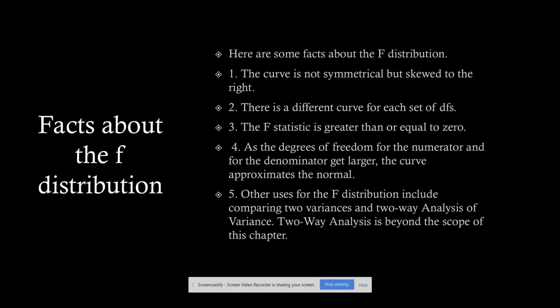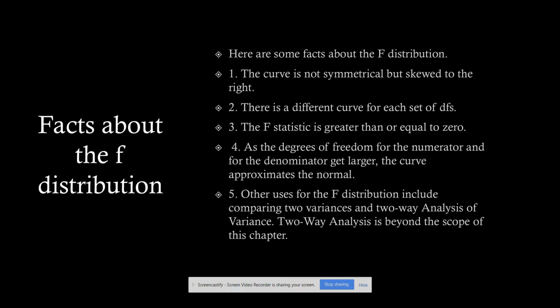Okay, so let's talk about the F distribution. The curve is not symmetric, but it's skewed to the right. There is a different curve for each set of degrees of freedom. If you look in certain textbooks, the back tables of some of these statistical textbooks have over 100 F tables. We're not going to worry about that because the wonderful thing is the p-value helps us with this. The F statistic is greater than or equal to 0. As the degrees of freedom for the numerator and for the denominator get larger, the curve approximates the normal distribution.